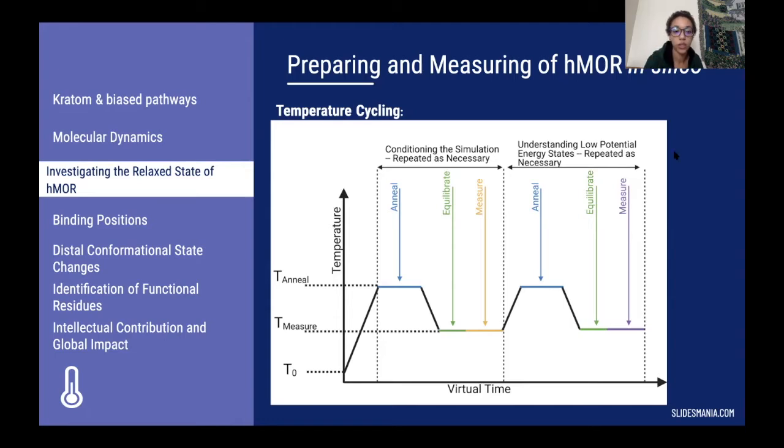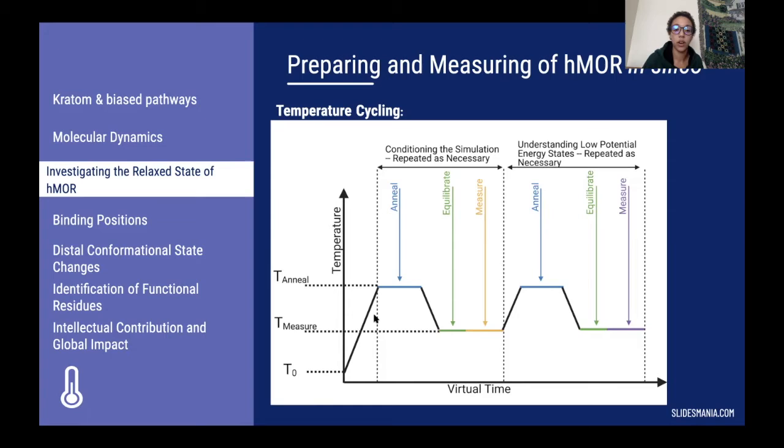I will note to you that temperature does not mean the temperature within the computer or within the simulation. It simply means that we tell the software what temperature we would like it at, and it adjusts the kinetic energy of the atoms within the simulation to that temperature.